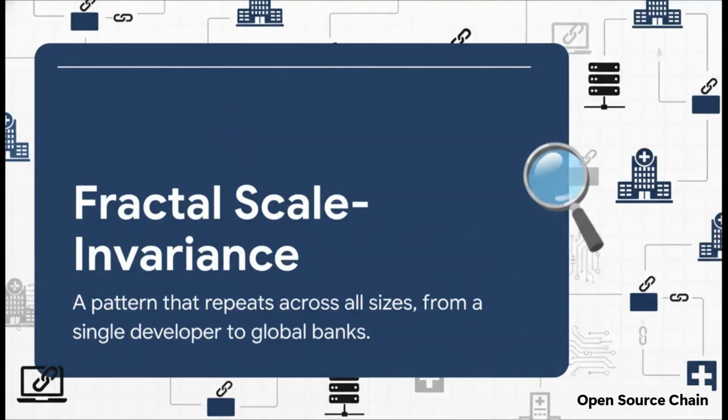Brown points out a repeating pattern here, a concept he calls fractal scare invariance. I know it sounds like a mouthful, but it simply means the exact same problem happens at every single level. From a single developer sitting on a laptop making a mistake by trusting a random piece of code, all the way up to giant global banks and hospitals importing unverified code into their mainframes. This dangerous habit of importing without checking, it's just baked into the entire culture of software.